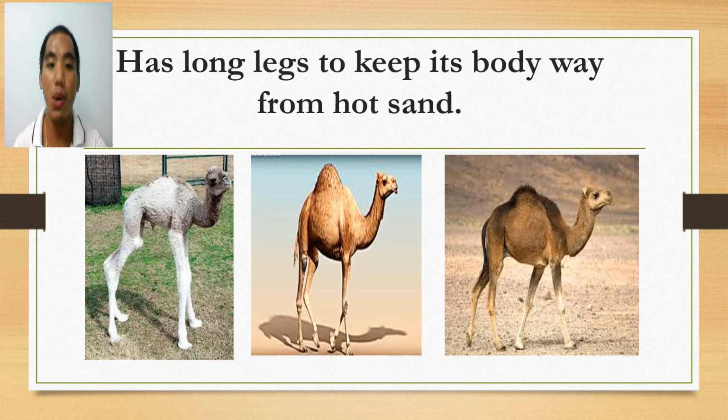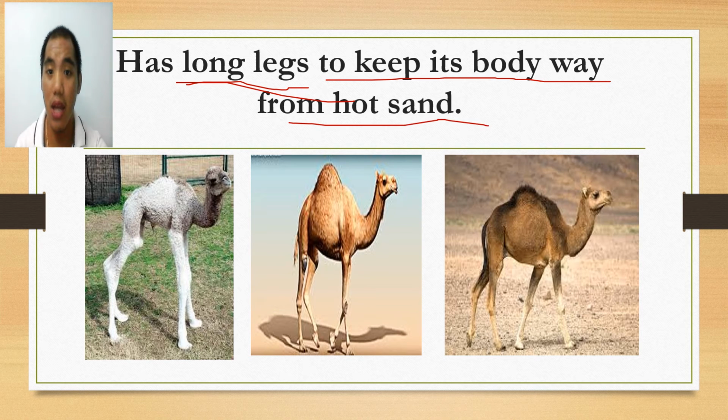Next feature of a camel is they got long legs. Long legs. And why is it that they got long legs? To keep its body away from hot sand. So a camel got long legs to keep its body away from the hot sun.